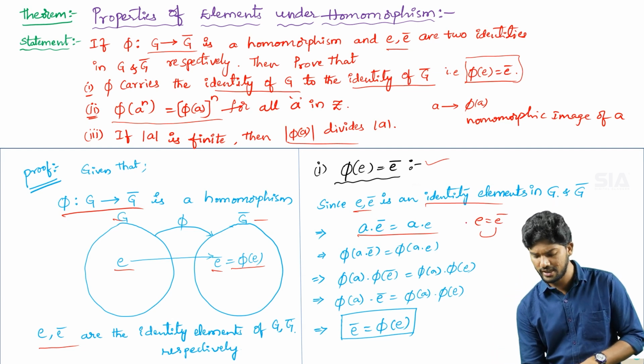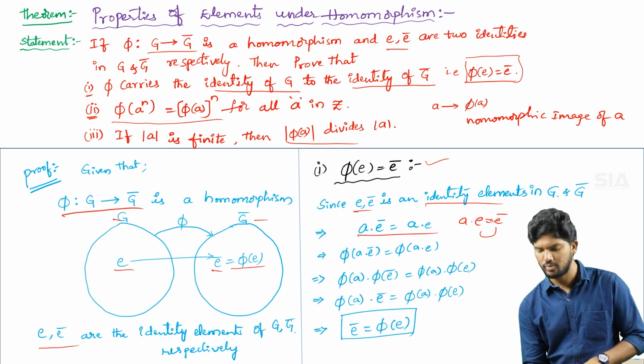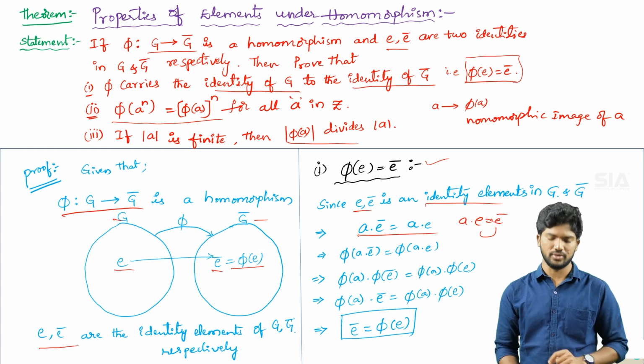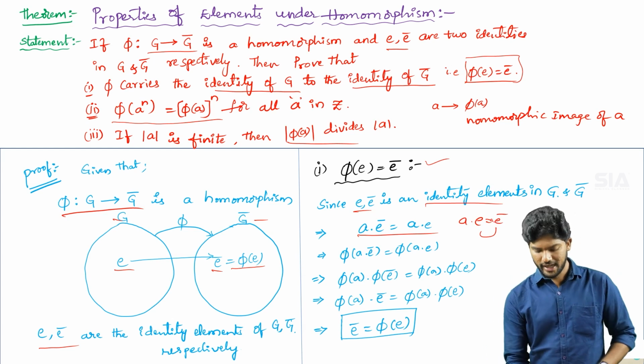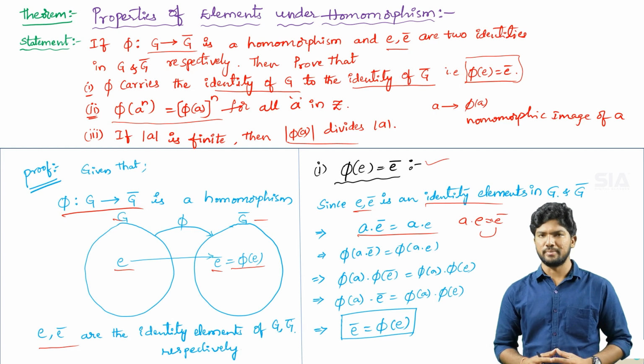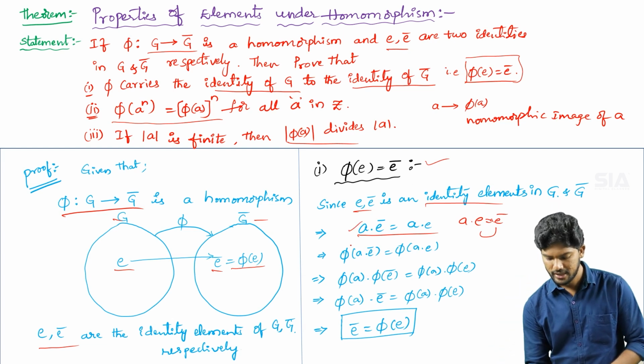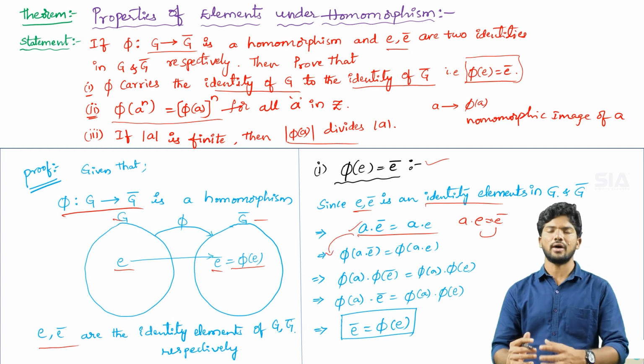Same condition only. I am multiplying small a on both sides: a into e is equal to a into e bar. For that, now I am applying the homomorphic image. These are the elements; now I am applying that homomorphic image.